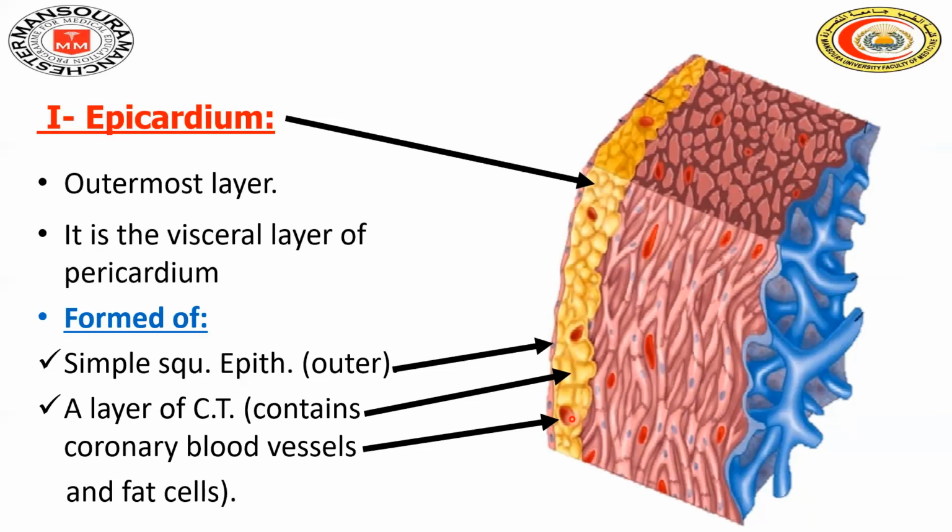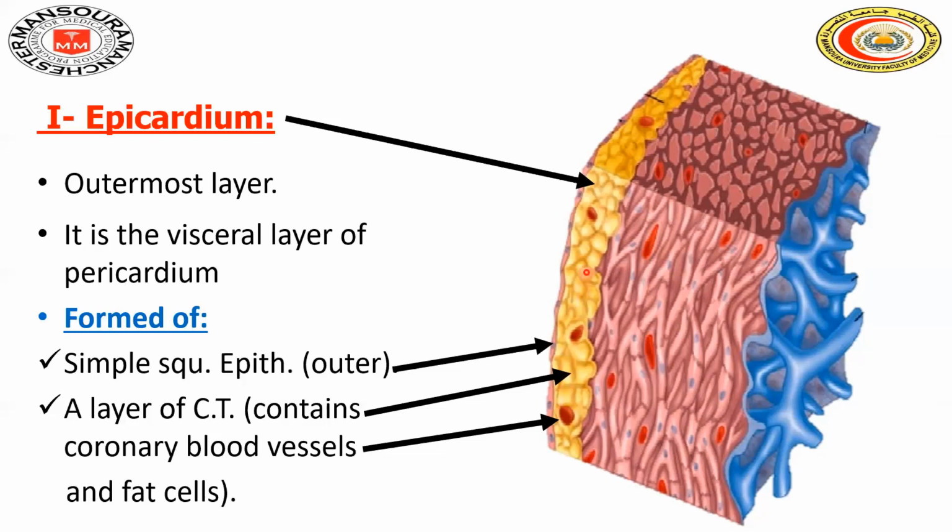So these are the coronary blood vessels. They are the blood vessels that supply the wall of the heart with blood, oxygen and nutrients. These are present in the connective tissue layer of epicardium. So again, the first layer of the wall of the heart is called epicardium. This is the outermost one. Here, this is the epicardium.